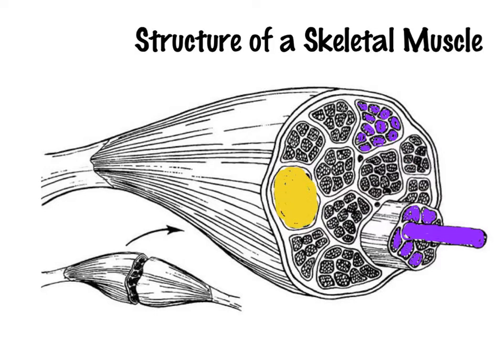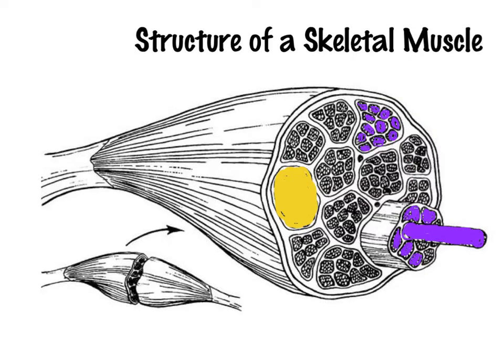Again, the smallest unit we're looking at for right now is a muscle fiber. If I put a bunch of those together, that's when I get a fascicle. And once I group all the fascicles together, then I get a whole muscle. So that's what we're looking at here.